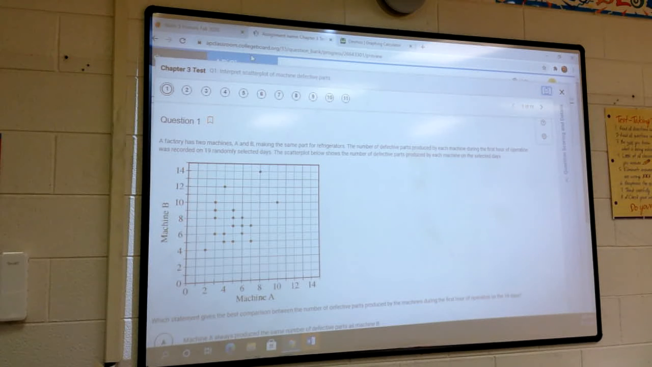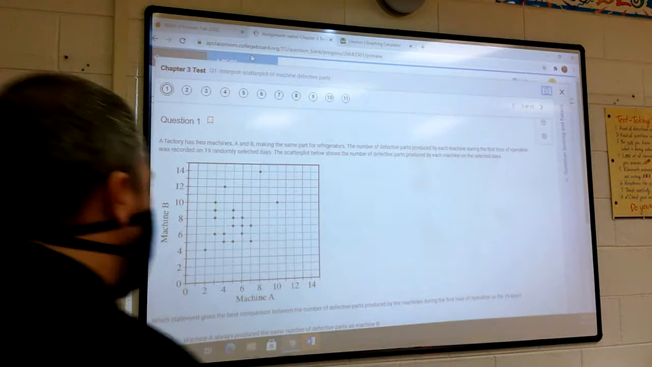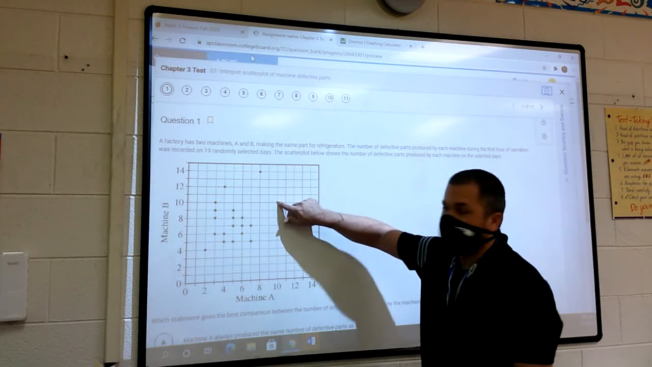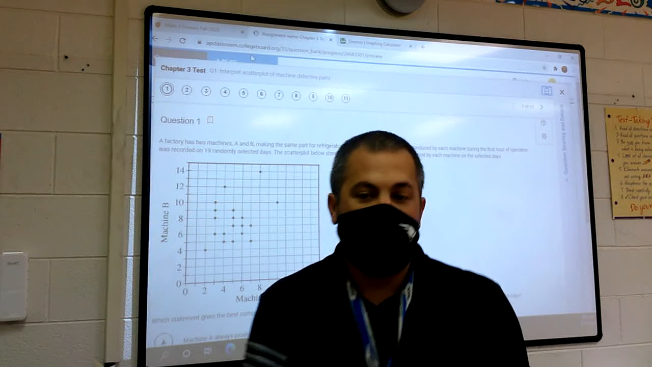Question number 1 looks at 2 different machines that are making the same part, and we look at the number of defective parts produced by each machine during the first hour of operation on 19 randomly selected days. So there's 19 dots there. The scatter plot shows the number of defective parts produced by each machine on those days. So for instance, the dot here would show you that machine A and machine B both had 10 defective parts in that first hour on that day.